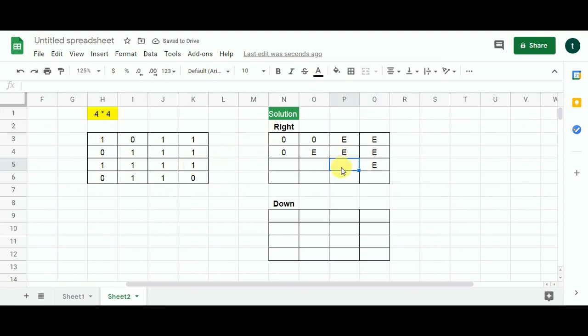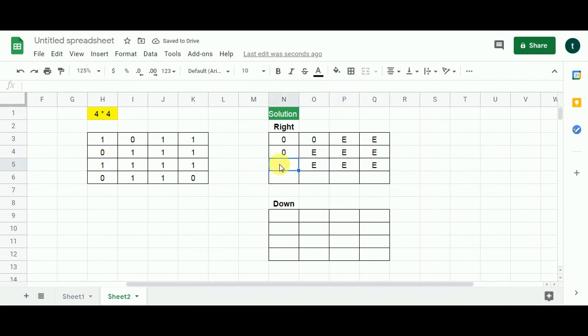Now let's find the value of this cell. So here also it is 1, first criteria is satisfied. What is the value before it? It is E, so I am going to put E over here. Now here again I have 1 and the value on the right hand side is E, so I'm going to put E over here again.